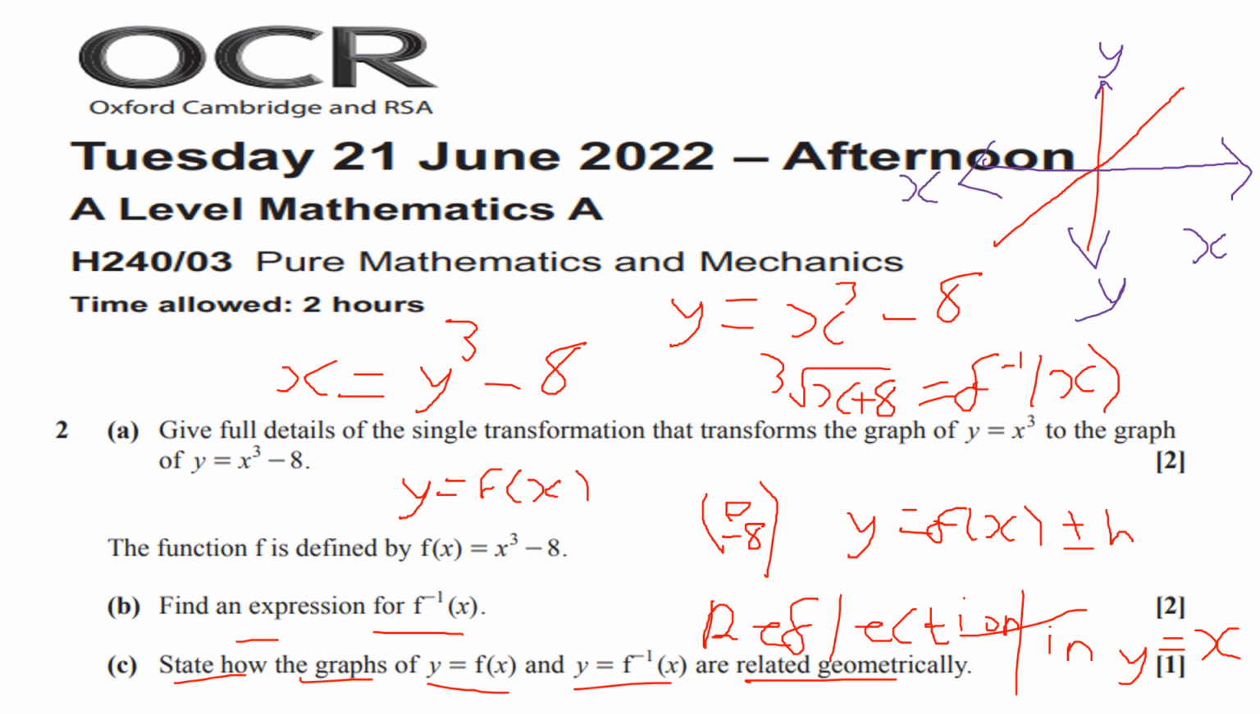The domain and range of those two functions are actually swapped. So the domain of my original function f of x becomes the new range of my inverse function, and then the old range of f of x becomes the new domain of the inverse function. Hopefully that makes sense. So the domain and range are swapped around, and that'll be important for your A-level exam. I hope that makes sense today.